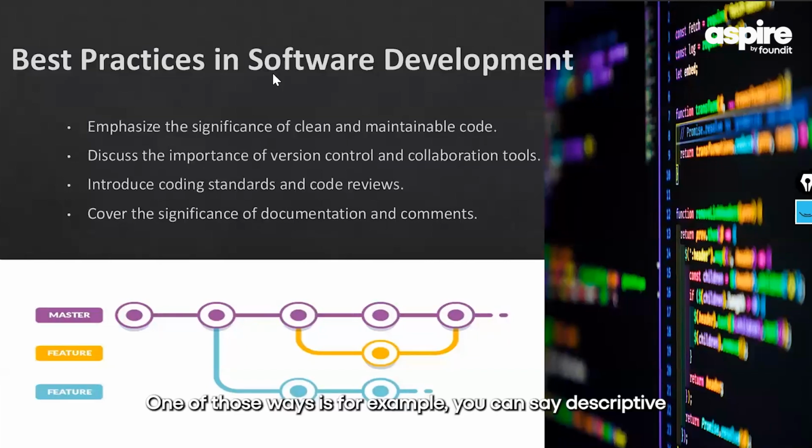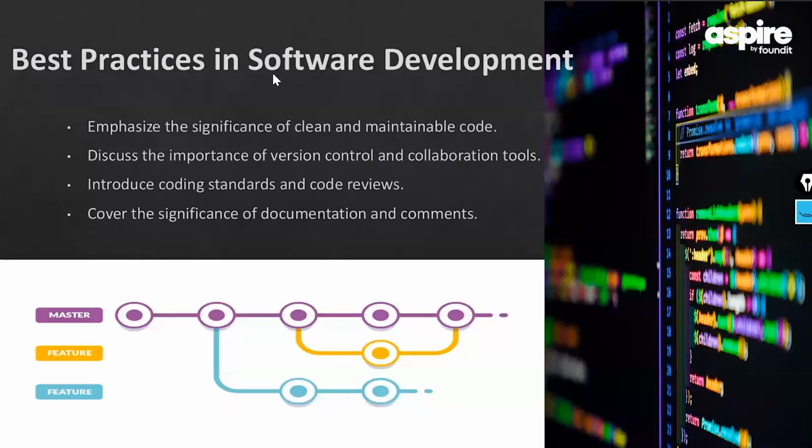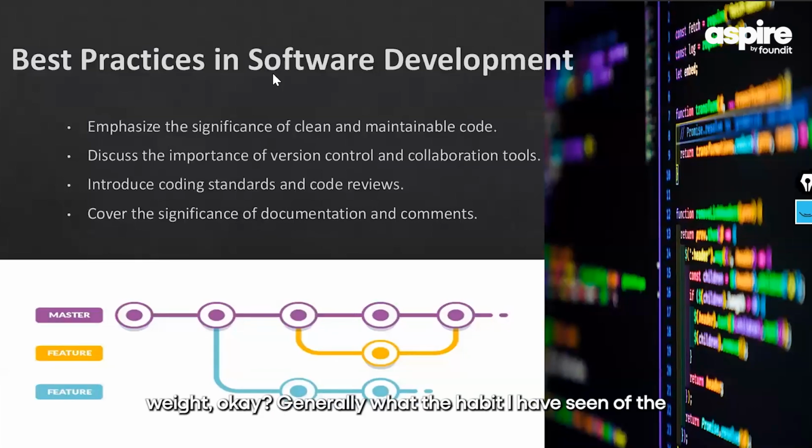One of those ways is, for example, descriptive names. Exactly, I was coming to this. Thank you, Jusna. Descriptive names. For example, a particular variable is telling you the weight. Generally, the habit I have seen of developers is that some write weight with W, some like W, and some give random names like A, B, C, X, Y, Z. So give a descriptive name.